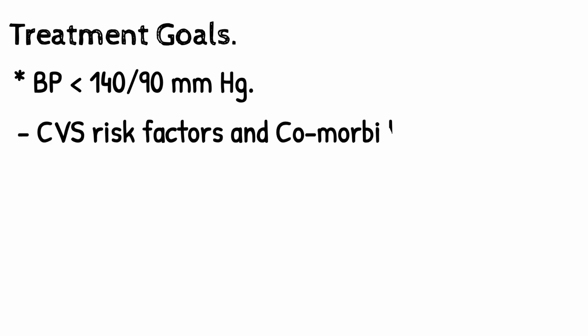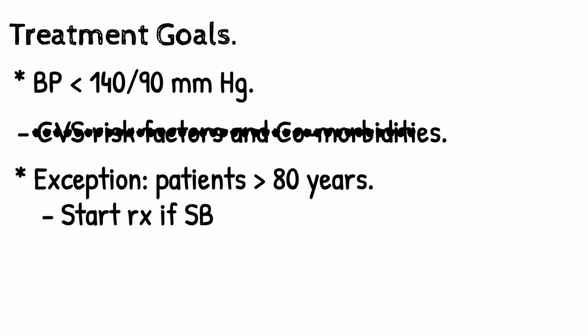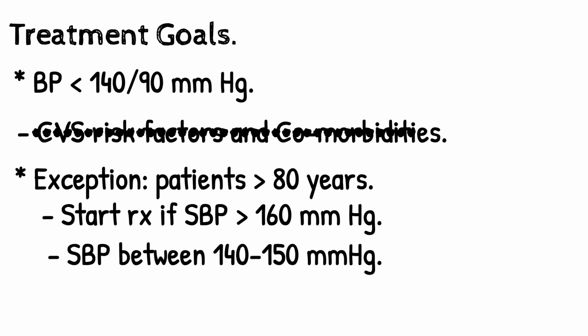The goal of treatment for hypertension is a blood pressure below 140/90, irrespective of cardiovascular risk factors and underlying comorbidities. An exception is made for patients over 80 years of age, where therapy should be initiated if systolic blood pressure is higher than 160 millimeters mercury, and the goal of treatment is to keep systolic blood pressure between 140 to 150 millimeters mercury.